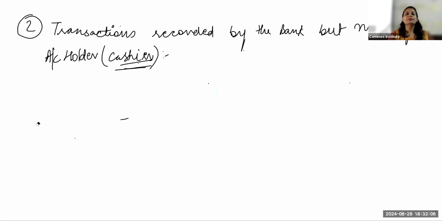And similarly, there can be some direct payments by the debtors into our account. My debtor directly went to my bank and deposited a check there in my name. And now my banker increased my balance. I didn't even know that the banker has received the payment.